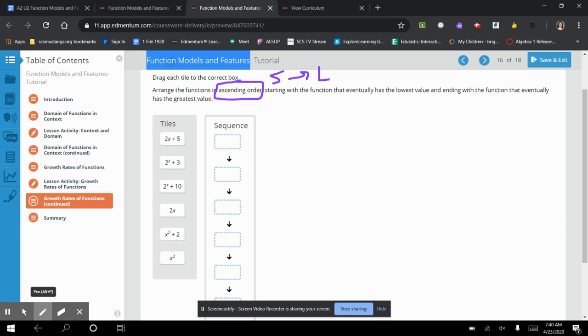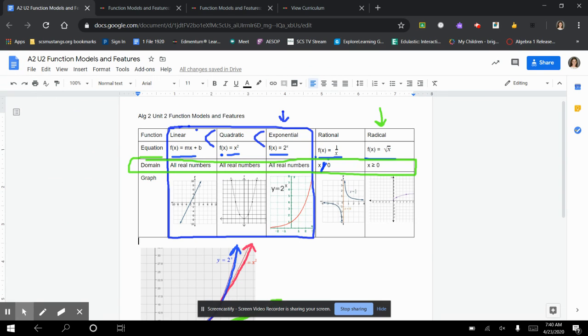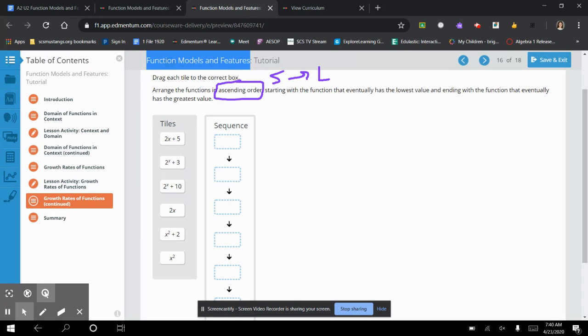So when we're looking smallest to largest, we're going to be looking at our table, and we're going to want to start with all of our linear things, all of our things that start with y is equal to mx plus b, or f of x is equal to mx plus b. So if we take a look, I'm going to want to find all of my equations that are lines. So if I look, 2x plus 5 is a line, and then 2x is a line. So from those, I'm then going to have to decide between the two which one is, we're looking for smallest first, so which one's the smallest.